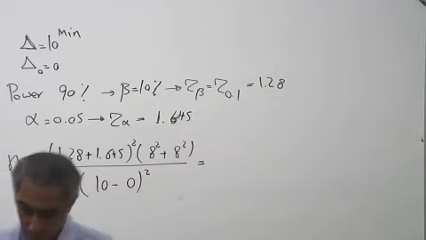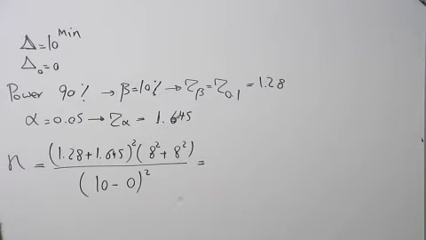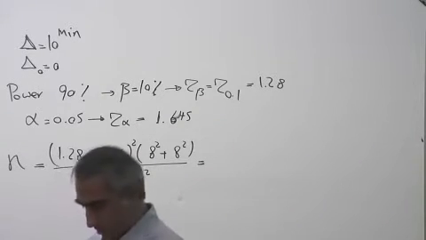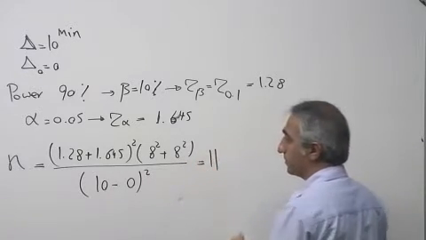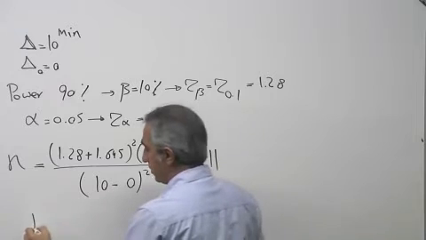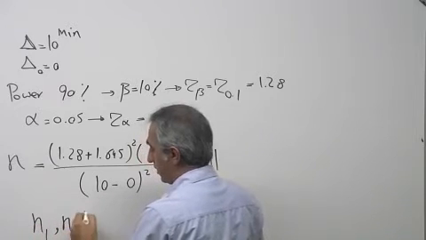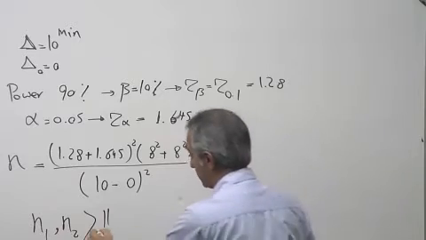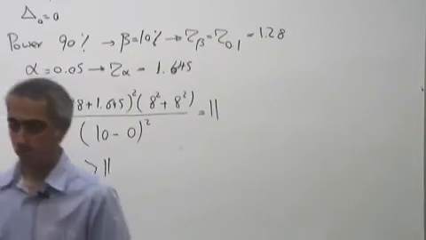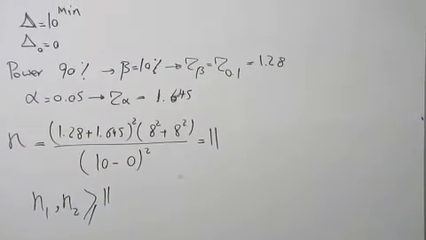If you do this calculation, you get 11. So basically, your n1 and n2 should be 11. I mean, greater than 11. At least 11. Okay? Any questions?